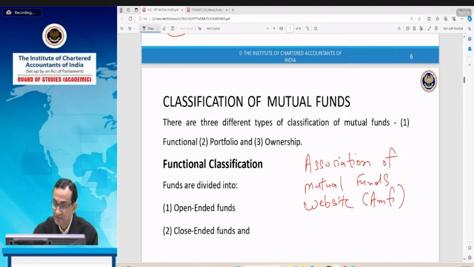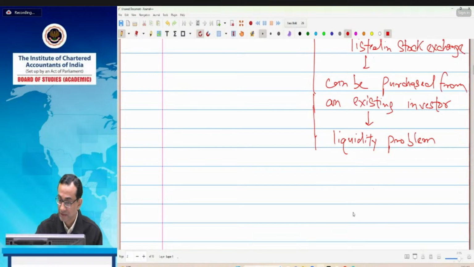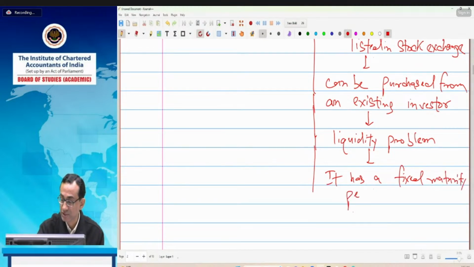One thing I have told you also, I will mention it here also. Closed-ended funds have a fixed maturity period. So it can be sold during that period only. For example, 3 years, 5 years, say. Okay.